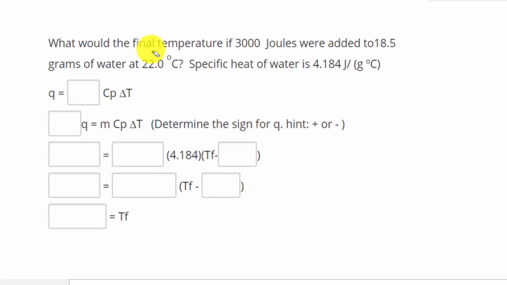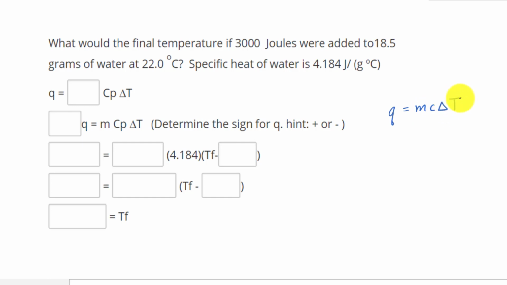Now let's try one of the most challenging problems. In this case, what would be the final temperature if 3000 joules were added to 18.5 grams of water at 22 degrees Celsius? And the specific heat of water is 4.184 joule over gram times Celsius. And we know right away we have to use Q again, equal to M C delta T.